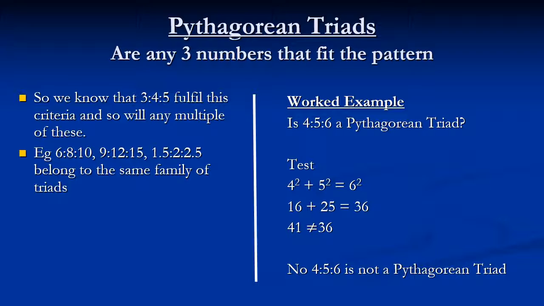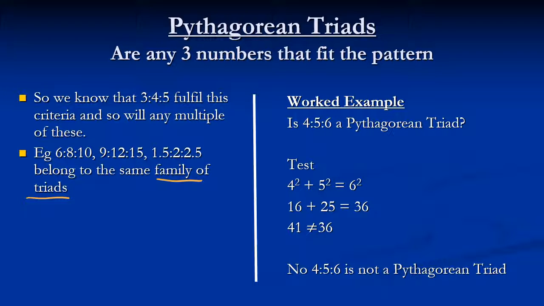So 3, 4, 5 is a very common example given for Pythagoras' theorem, and there's a whole family of triads, that is any 3 numbers that fit this pattern. So 3, 4, 5, if I double those to 6, 8 and 10, that would fulfill the criteria of Pythagoras' theorem, and that will work. Likewise, if I multiply them all by 3, so 9, 12 and 15, yes, they belong to Pythagoras' theorem, and that's a family of triads then.